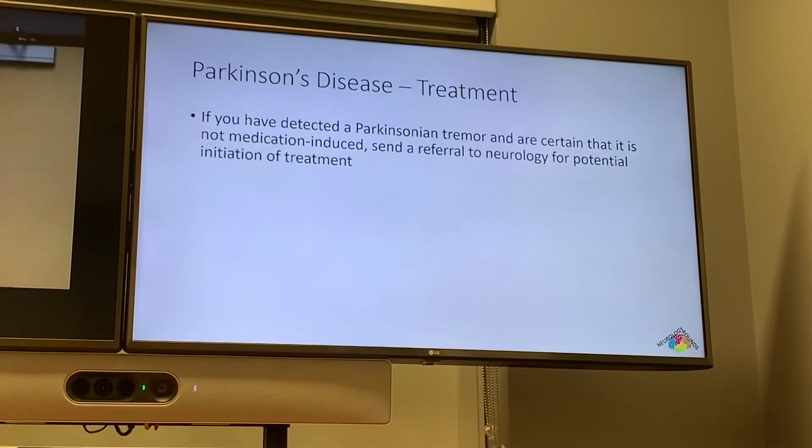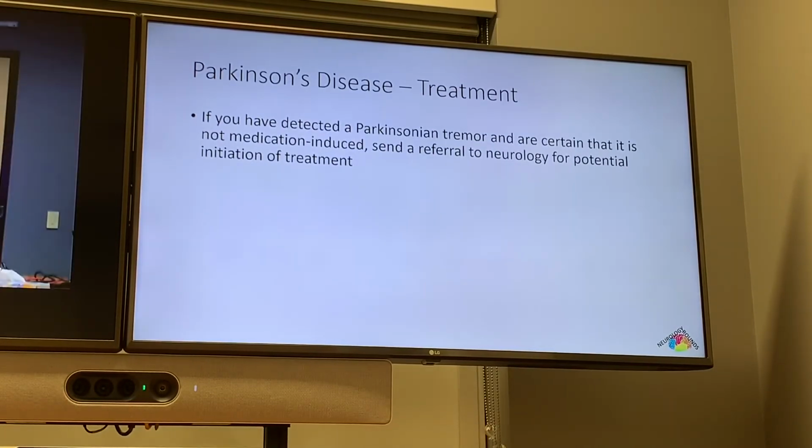So if you're pretty sure that your patient has Parkinson's, it is completely okay to refer them to neurology, as long as you've ruled out a drug-induced cause. We would never expect anyone in a primary care setting to be able to handle the treatment of Parkinson's, because it does get pretty complicated, especially with dosing. Just so you know what you can expect your patient to come back on.